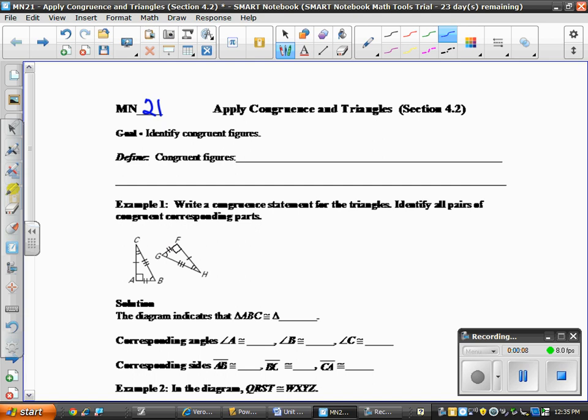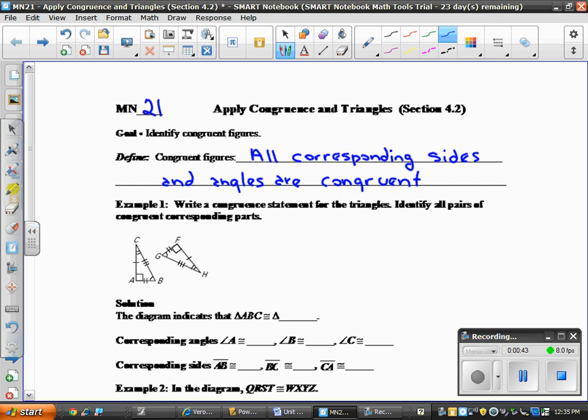The definition of congruent figures is when we have all corresponding sides and angles are congruent. Okay, so if you have all corresponding sides and angles are congruent, then you have congruent figures.